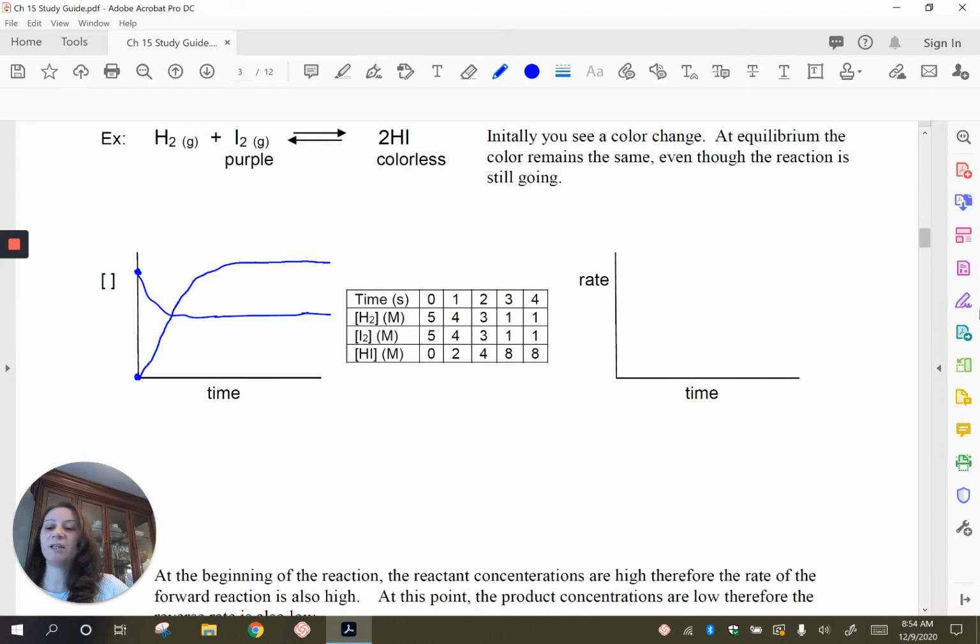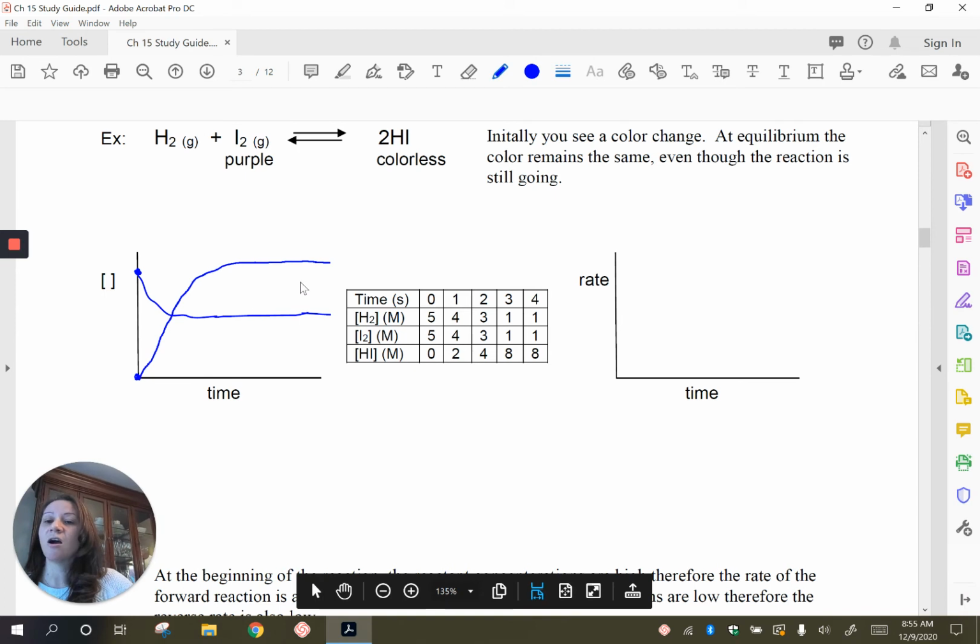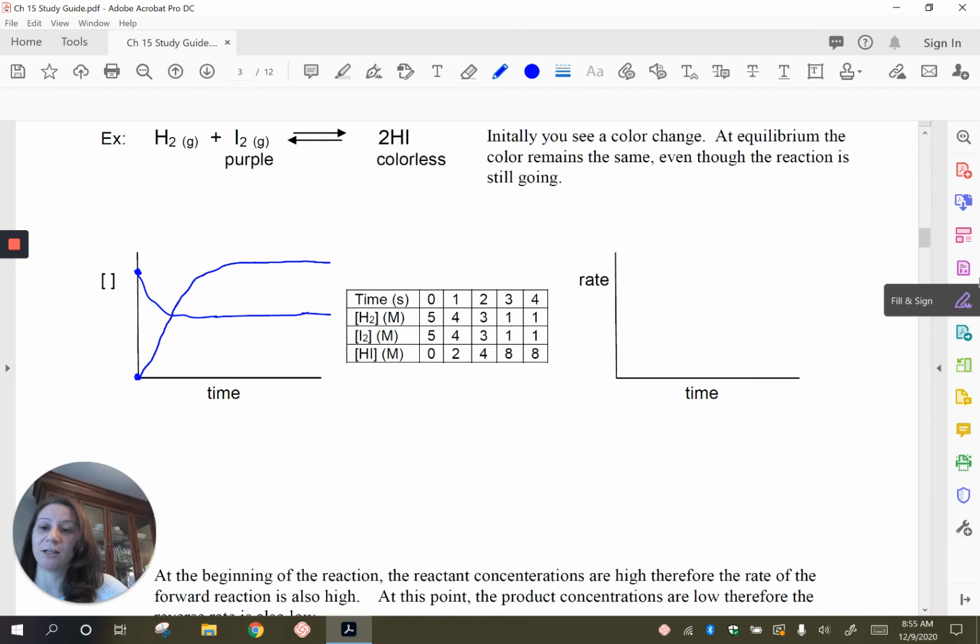Okay, so at the beginning of a reaction, you have high reactant concentration. As the reaction goes by, the reactants decrease, and then once you reach equilibrium, it remains steady. For the products, they start at 0, they increase as the reaction goes by, and then when you reach equilibrium, their concentration remains constant. The concentrations of the reactants and the products are not usually equal to each other at equilibrium, but they remain constant.